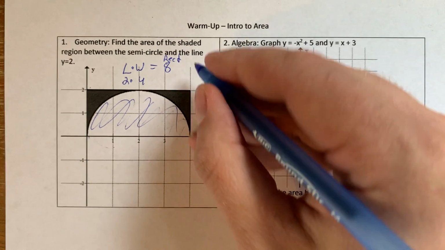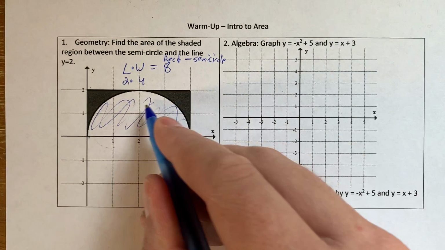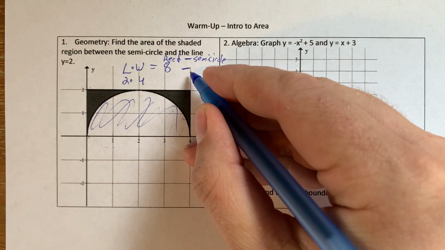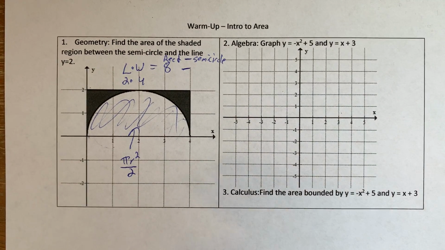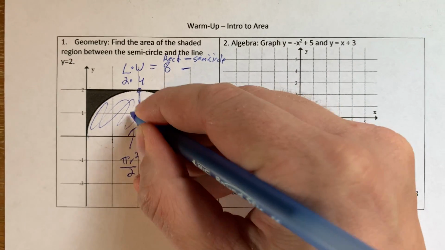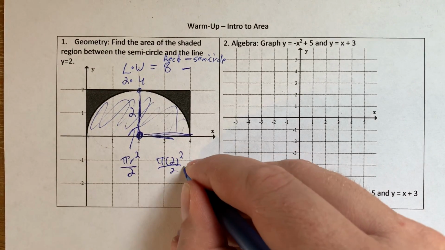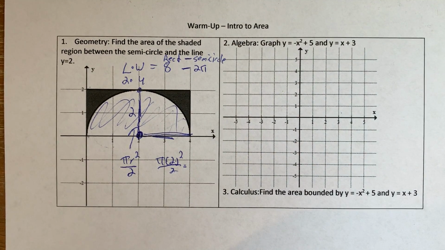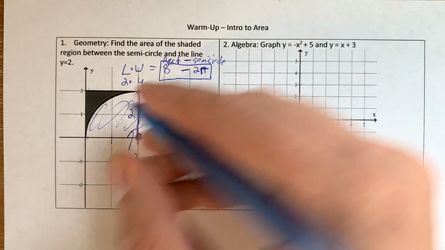And so what we can do is take away the semicircle to find what's left over in this part of the rectangle that's missing. The area of a semicircle is pi r squared divided by 2 because it's only half of a circle. So pi r squared would be a circle. And the radius of this circle, from the center to the outside, is 2. So this is pi times 2 squared divided by 2. So 4 pi divided by 2 is 2 pi. So 8 minus 2 pi is the best way to write this. We could write negative 2 pi plus 8 as well. That would be fine. But this is this area.